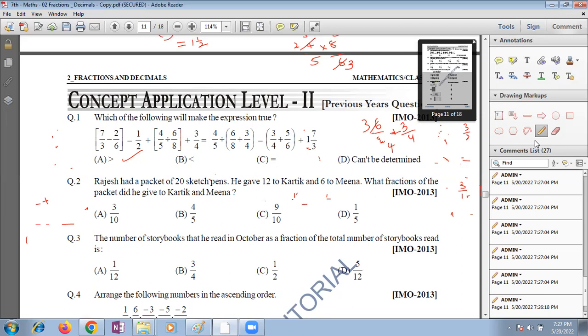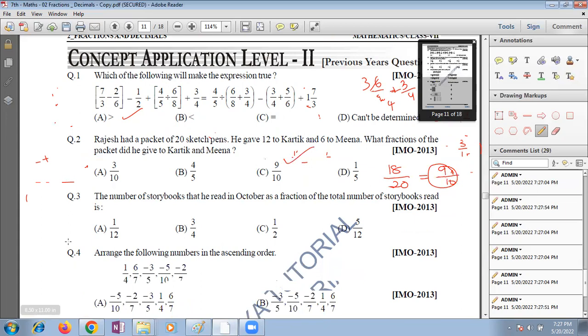How many did he give in total to both Karthik and Meena? 18. What fraction of the packet did he give to Karthik and Meena? 18 out of 20. If you simplify, we should not write it as it is, children, because you are always supposed to write it in simplest form. It's 9 by 10. Yes, it's 9 by 10.